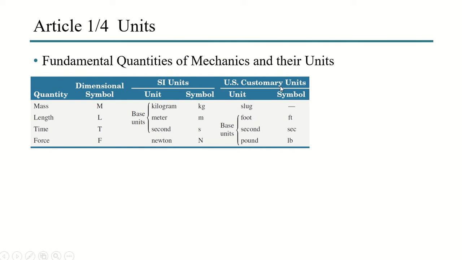For the US customary units, so we have here the base units, that is the foot, second, and pound. The slug is the derived unit. And these are the symbols. For slug, there is no symbol for slug, so you have to use the whole word slug or slugs.